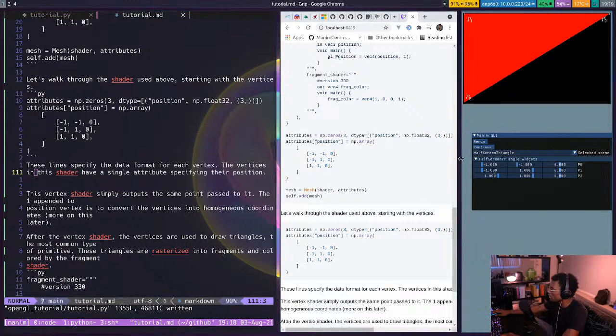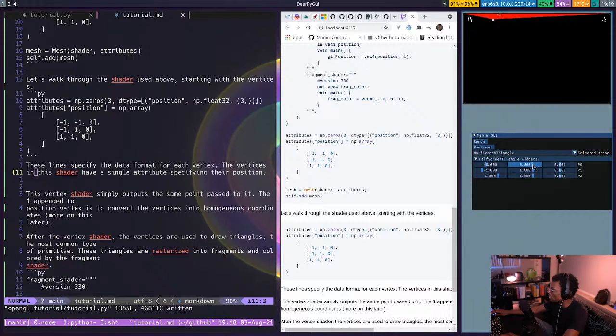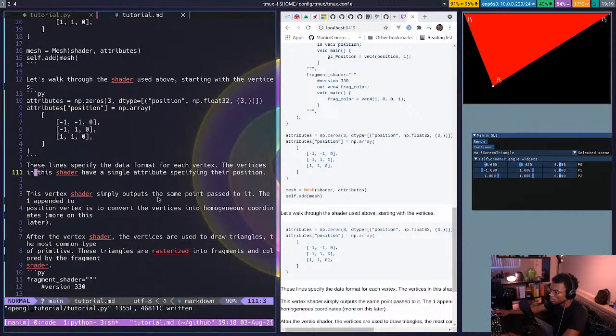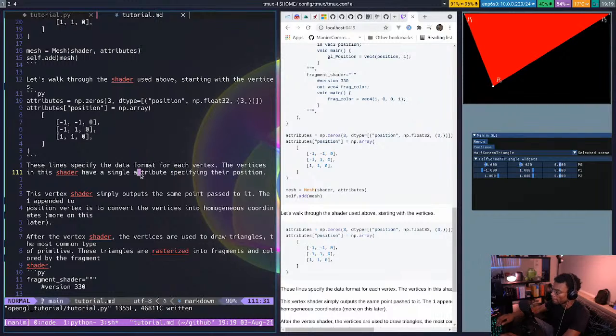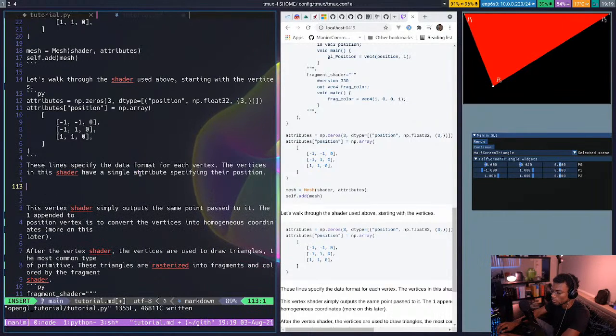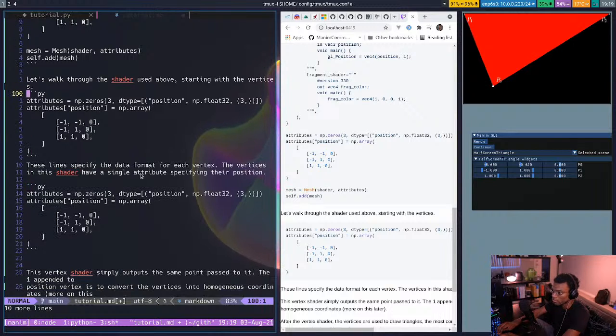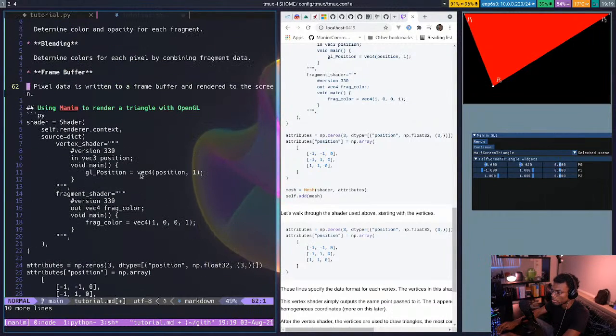Specifying their position. Okay. And so this way, you can tell pretty immediately the way that these correspond to the screen, I think. Yeah. Cool. So now we get to the vertex shader. The vertices, and I'll copy the vertex shader.